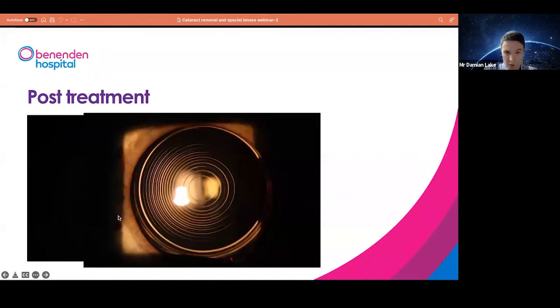This is a closer view of that with an oblique light. You can see those circles on the lens, which give the multifocality, but it's well centered. This is the dilated pupil and everything looks fine.